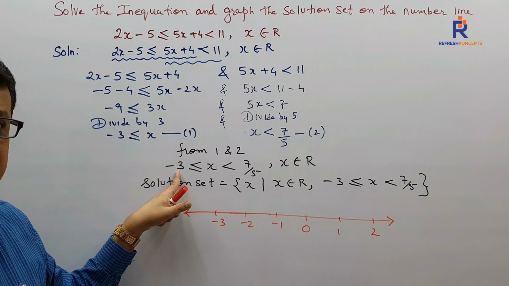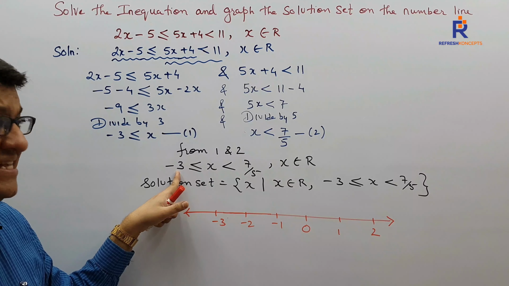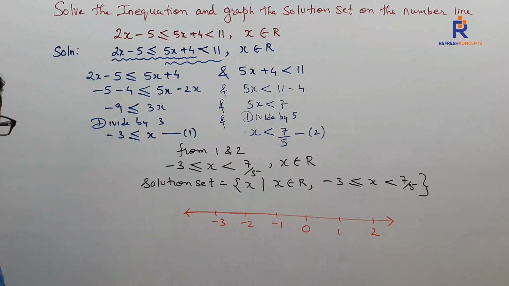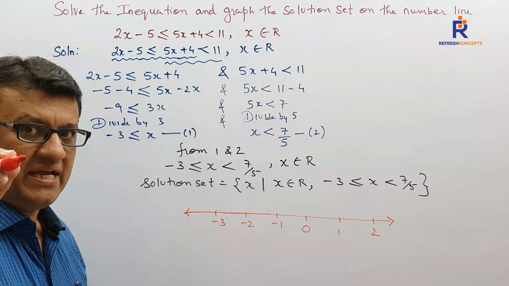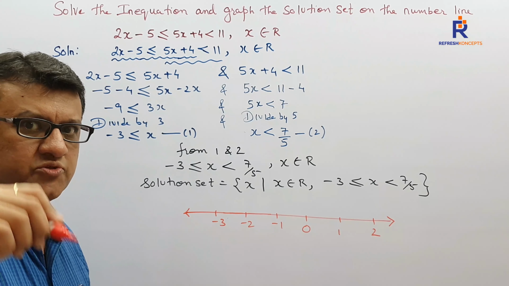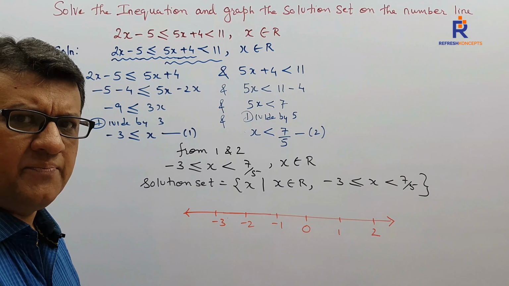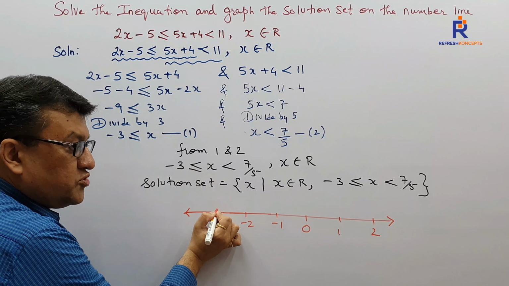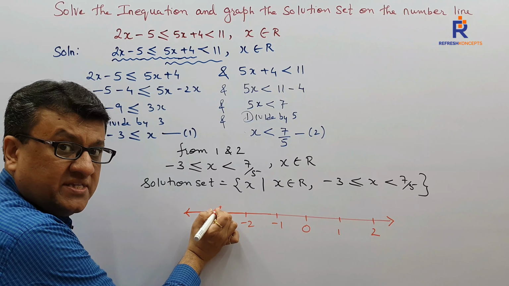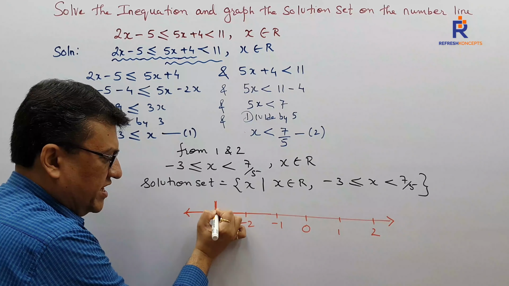Minus 3 is included. So I've given you two ways. One is with the hollow and the dark circle, and the other is the curve and the straight line. Here I'm giving you with the help of a curve and a straight line. Minus 3 less than or equal to. So is this going to be in the solution set on the number line? Indeed yes. So a straight line.